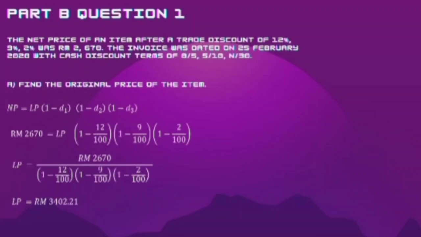So the first step we need to do is write the NP formula, which is the net price formula. After we write the formula, we just need to substitute all the information given. After we fill in the information, the answer we will get is LP, which is the list price or original price, equal to RM3,402 and 21 cents.